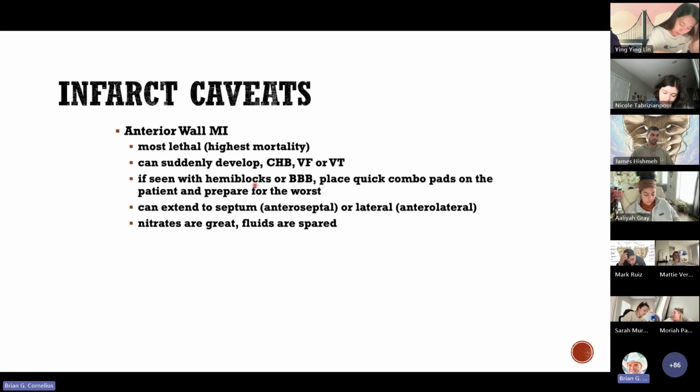So big things to worry about in these patients, bundle branch blocks. If you do see that they have bundle branch blocks or hemi blocks, get those pads on quickly. As I mentioned, you may see that it carries over to the septum or the lateral wall. For these patients, it's okay usually to go ahead and give them nitrates, but the problem we run into is that a lot of times we avoid giving them fluid because they're very easy to fluid overload. So just be cautious with those patients.